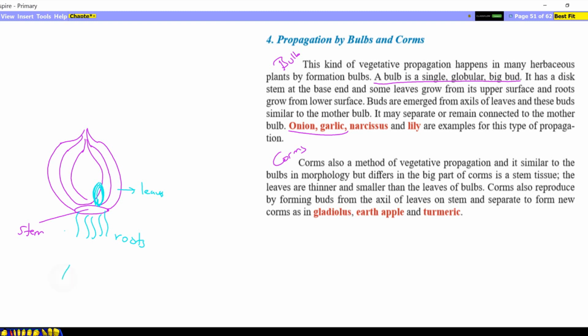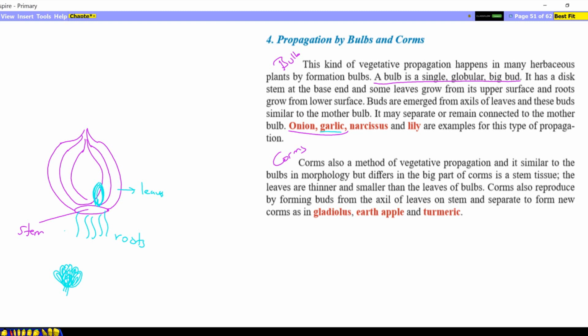In garlic also, one slice of garlic that we plant under the soil is again made up of a number of leaves and a disc stem with tiny roots. From each axillary bud, a new bulb may grow. So after a time, we may see 10 or 12 or more bulbs from just one garlic. Each piece of garlic we call one bulb, and a complete onion is also one bulb. It may separate or remain connected to the mother bulb. Onion, garlic, narcissus and lily are examples of this type of propagation.